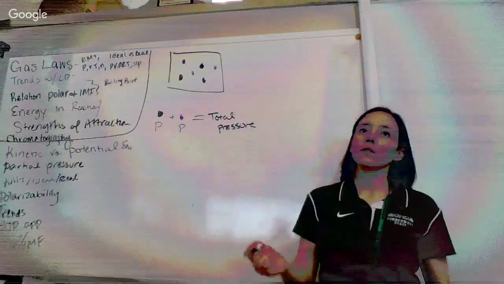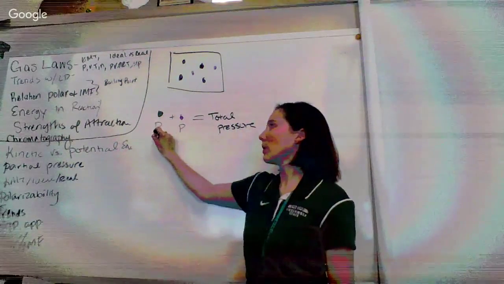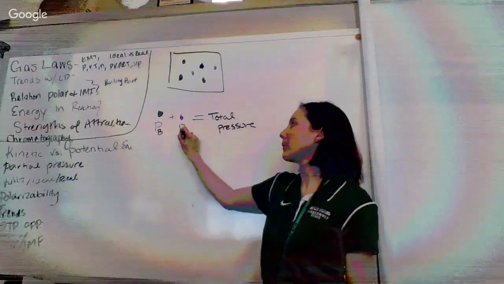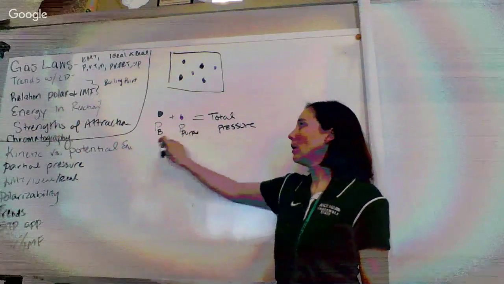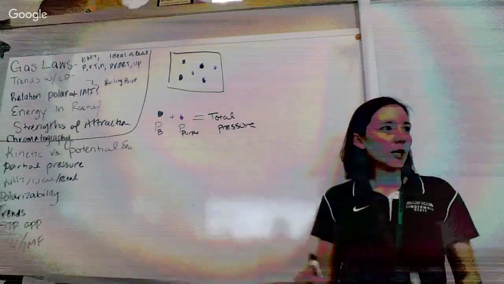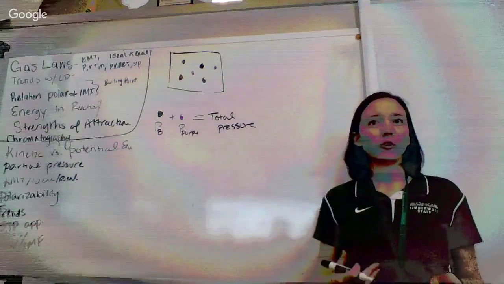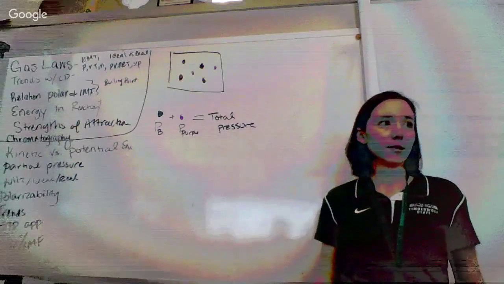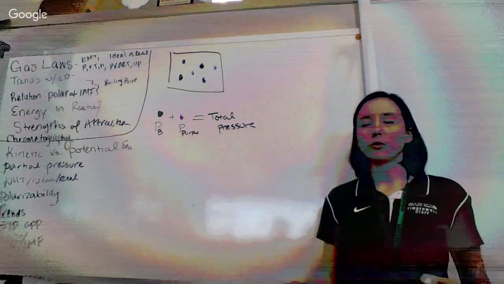So when you do that, you can say this is going to be the partial pressure for black and the partial pressure for purple. Those two together have to equal your total pressure. So anytime we're saying partial pressure, it's just understanding you have multiple gases in the same place. And so you can look at those two values differently.